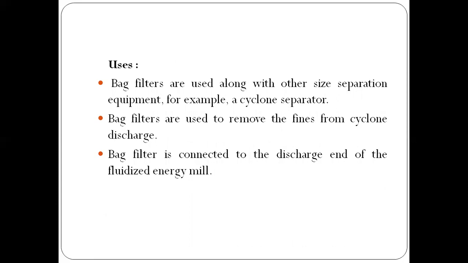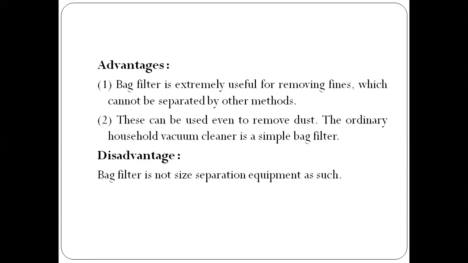Bag filters are generally used along with other size separation equipment, for example, cyclone separators. Bag filters are used to remove the fines from the cyclone discharge. A bag filter is connected to the discharge end of the fluid energy mills. Bag filters are extremely useful for removing fines which cannot be separated by other methods, and can be used even to remove dust. The ordinary household vacuum cleaner is a simple bag filter.